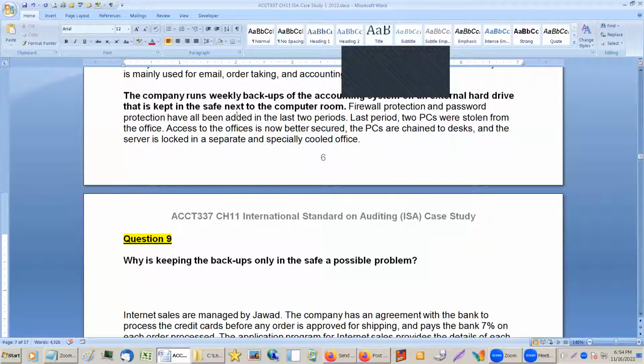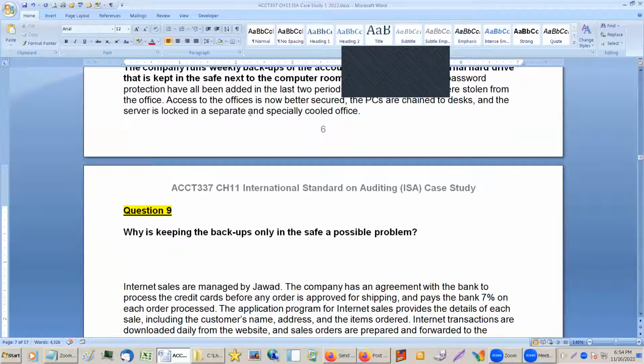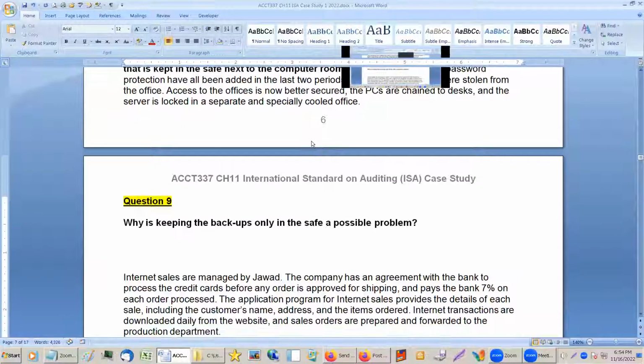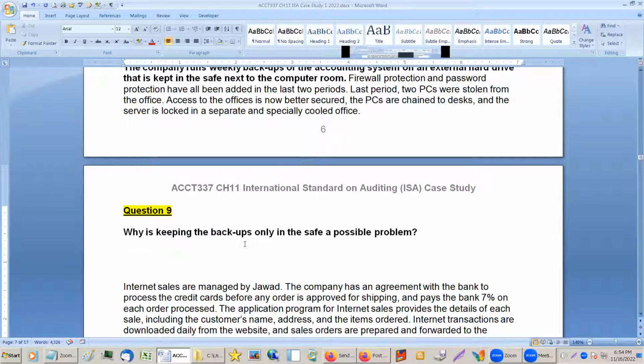It's a good thing to have, especially for a smaller business that doesn't have the wherewithal. Nowadays, keeping it on the cloud is the obvious solution to that. You back it up to the cloud.